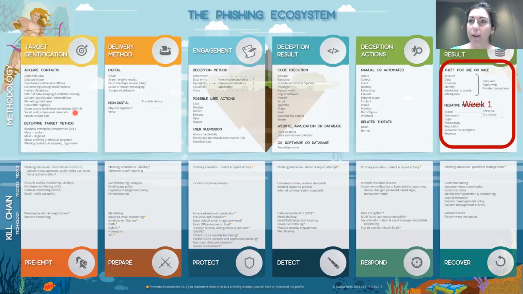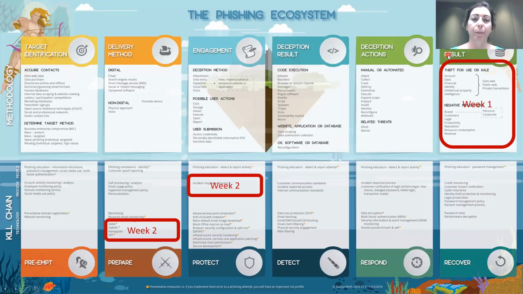So if we just keep going, let's see, this week we're kind of covering end results. As I said, we don't have a lot of time in this course to cover absolutely everything in this chart or this poster, but hopefully it gives you an idea of areas that you can work on.